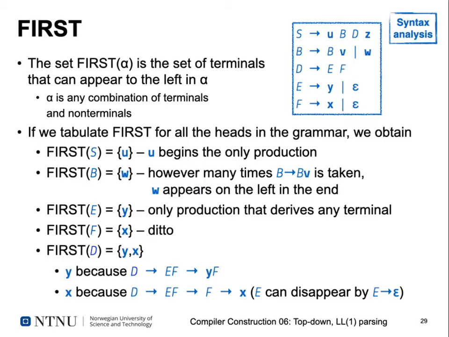So the only first set we need to now determine is the first set for D. And the first set for D we need to determine by taking a look at what happens here. So let's take a look. D is resolved to a sequence of non-terminal symbol E and non-terminal symbol F. So which options do we have? First we go down to resolve E, and E can be resolved to a Y.